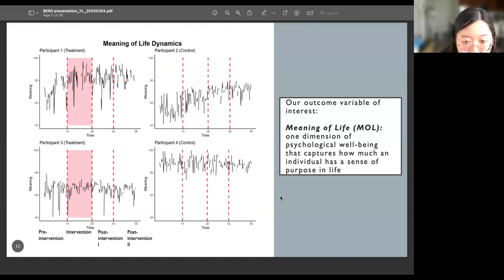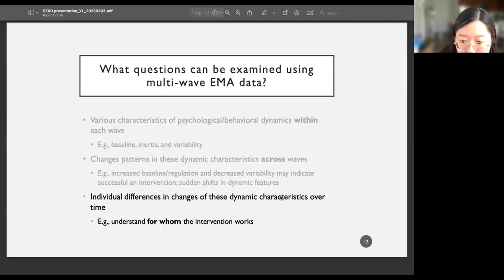All these types of changes, we wanted to model them. We wanted to capture them while still considering the individual differences in these changes. So that comes to our third research question. Next slide. Individual differences in these changes over time is very important because it may provide some insights on for whom the intervention works. Different people may show different change patterns over time after receiving the intervention. So by accounting for the individual differences, it allows us to understand for whom the intervention works.